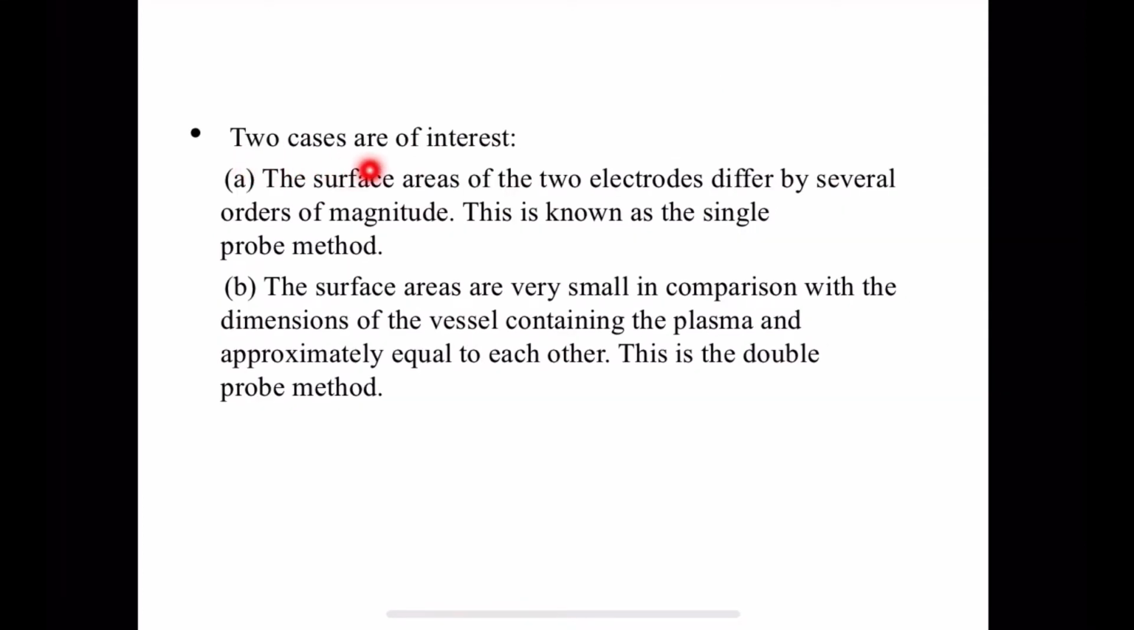Two cases are of interest. The surface areas of the two electrodes differ by several orders of magnitude. This is known as the single probe method. The surface area is very small in comparison with the dimension of the vessel containing the plasma and approximately equal to each other. This is the double probe method.